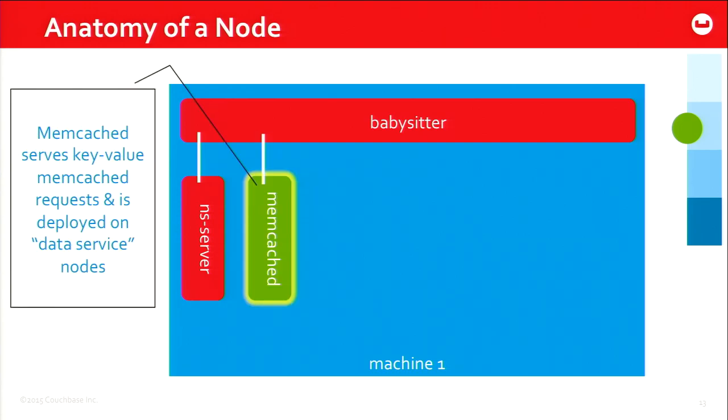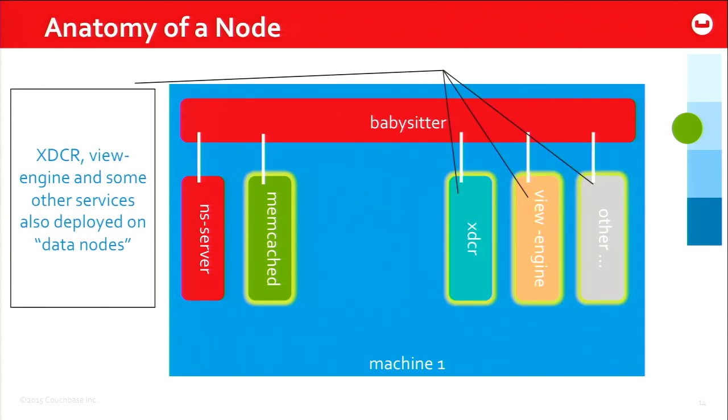So memcached, this is the first of the other processes that run on the node. This is in some sense an optional process. You might have heard a little bit about our multidimensional scaling. So memcached is quote unquote deployed on a node if that node is a data service node, and obviously it manages KV requests. And now there's a number of other processes that are also associated with data service. So XDCR, View Engine, and there's others besides, smaller processes that do smaller things. And these are also co-deployed on a data service node.